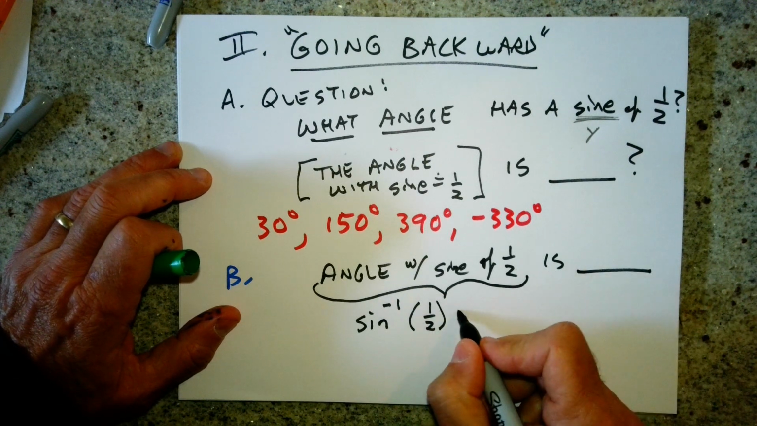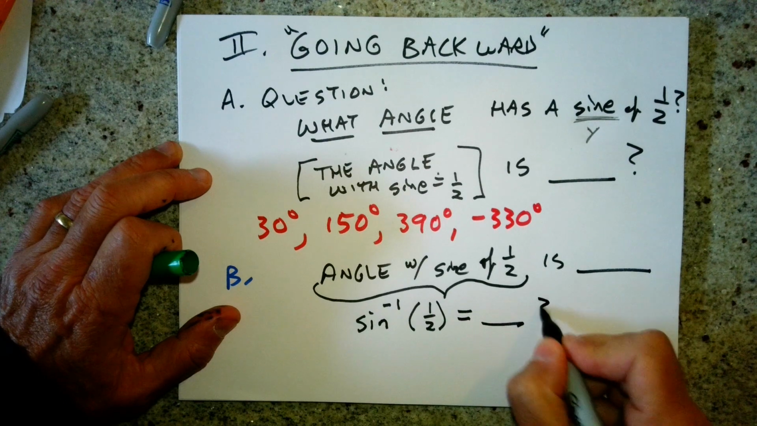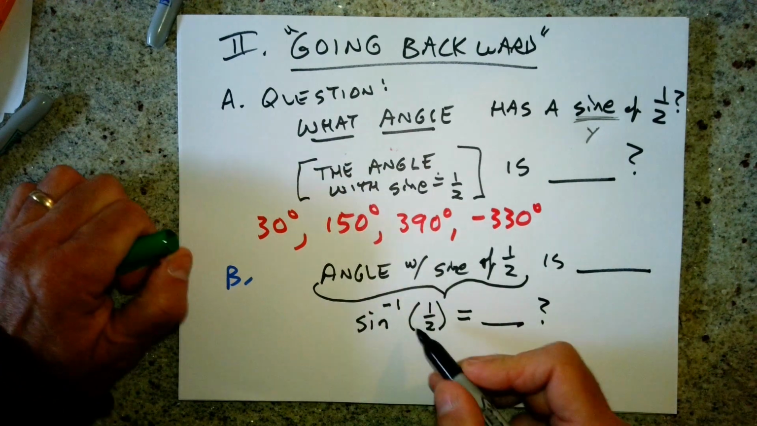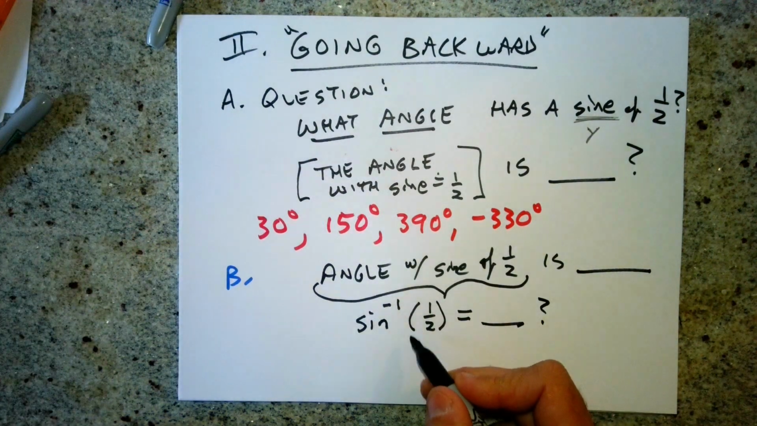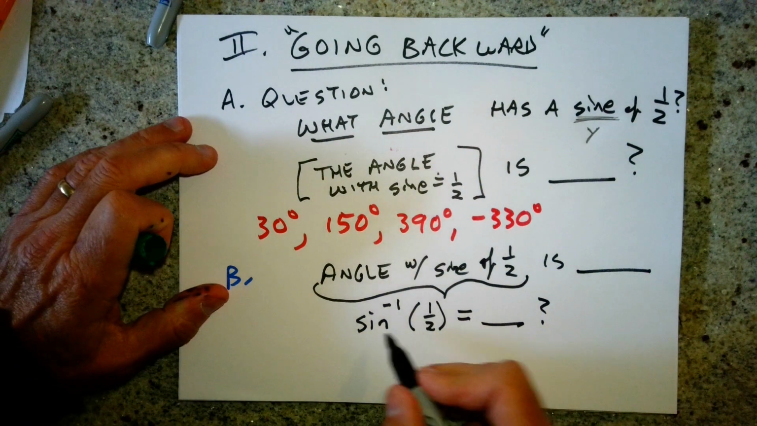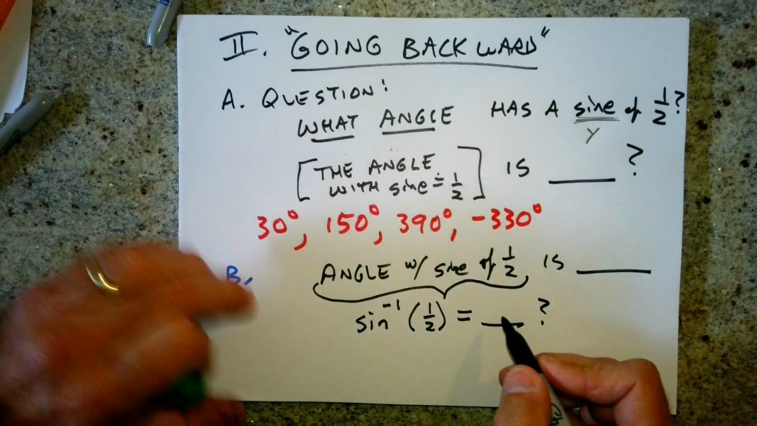How do you say is? In math, you write sine to the -1 of 1/2 equals 30 degrees. This is what's called an inverse trig function, a going backward trig function. The angle with the sine of 1/2 is 30 degrees.